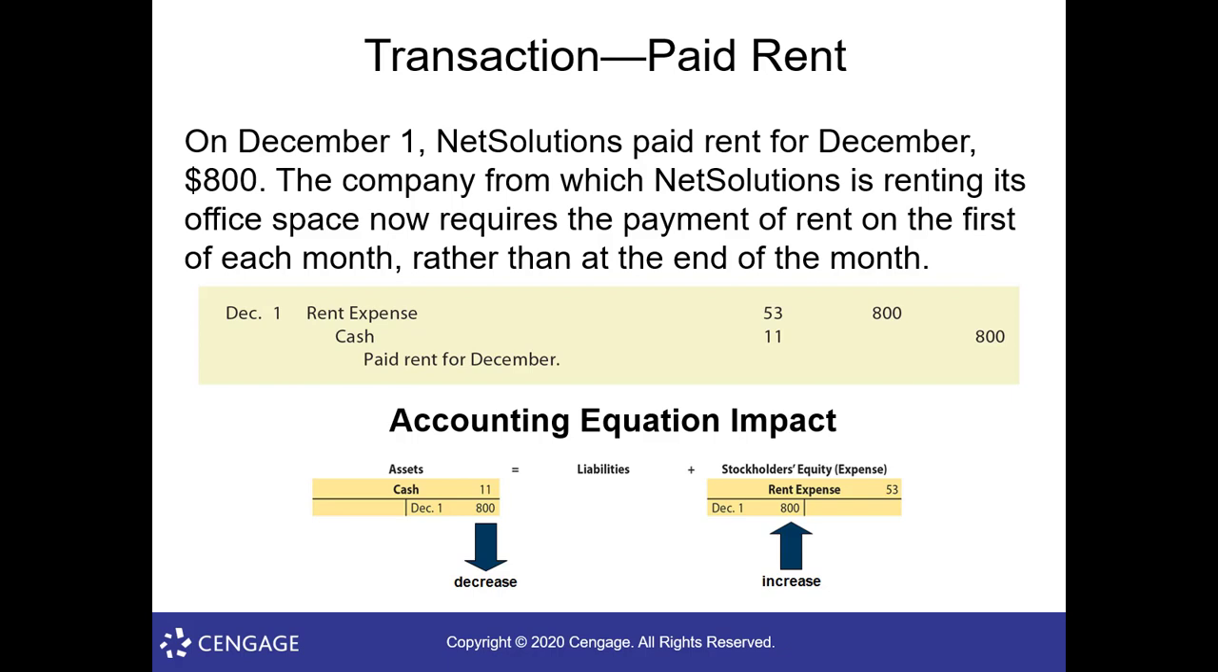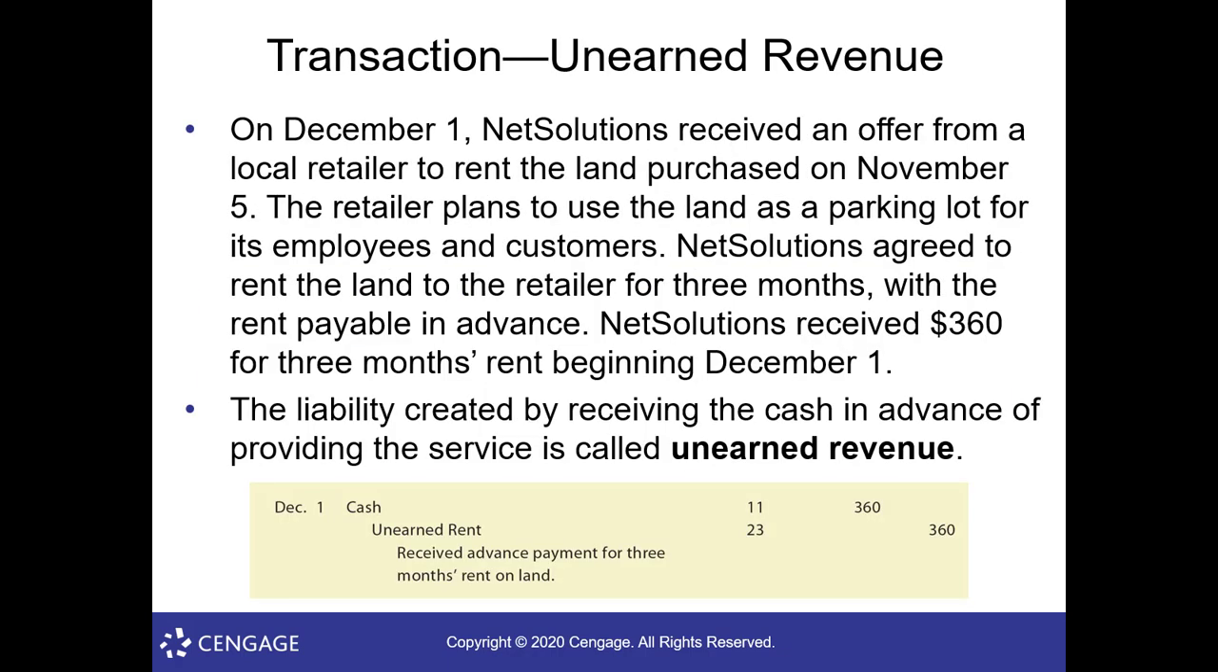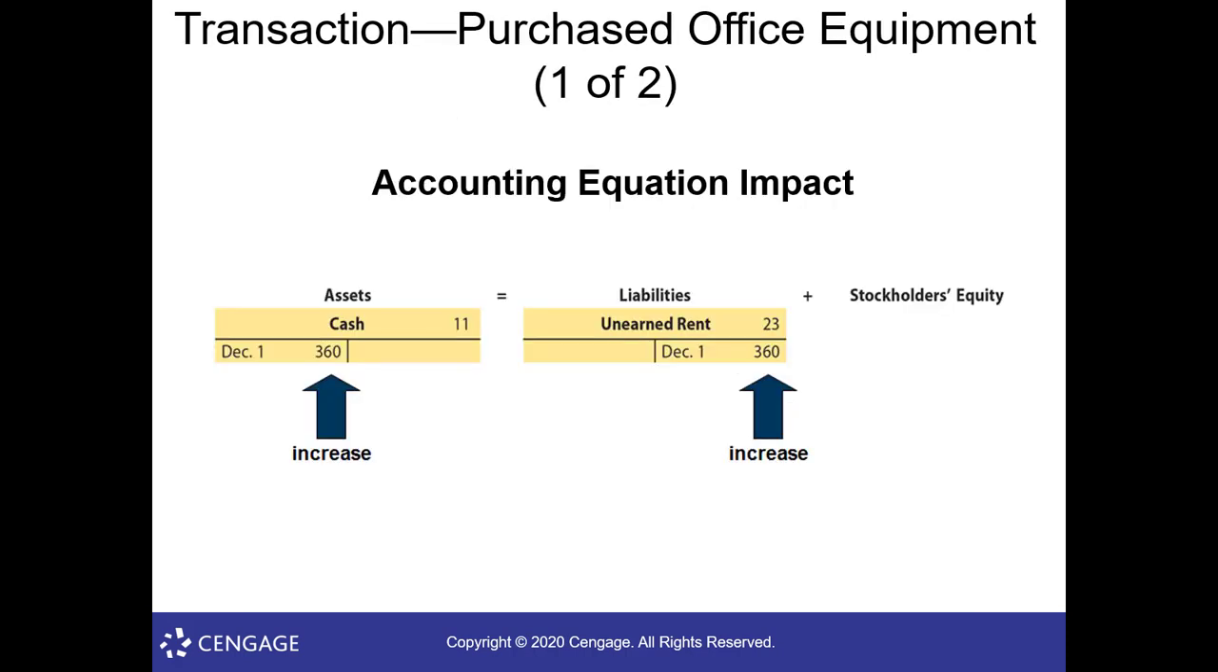We paid for the rent in December. We get an offer from a local retailer to rent the land that we bought back in November, and they're going to give us 3 months rent in advance. So that's a liability to us until such time that this local retailer uses the parking lot for its employees and customers. It is in the tune of $120 per month. It's not revenue yet. It's a liability until such time. So here is the accounting equation to the T accounts.